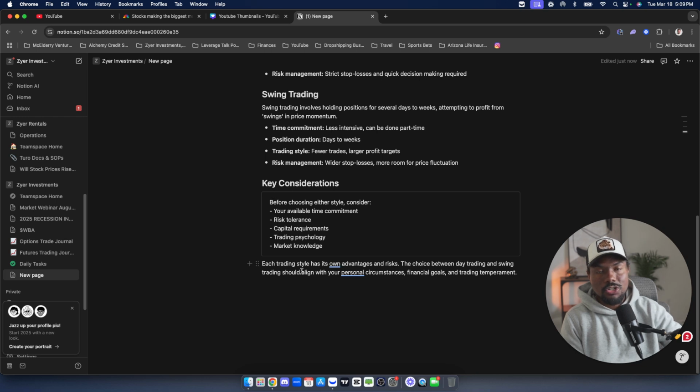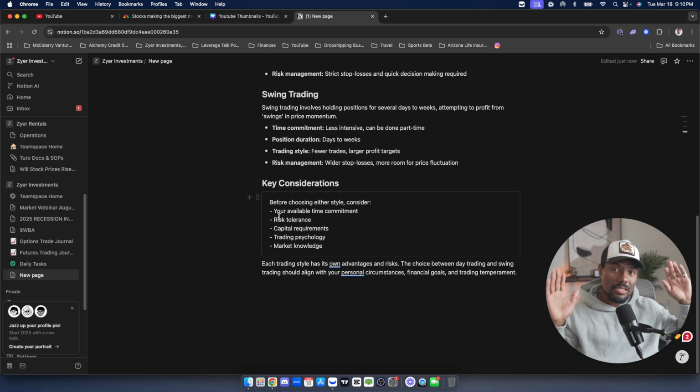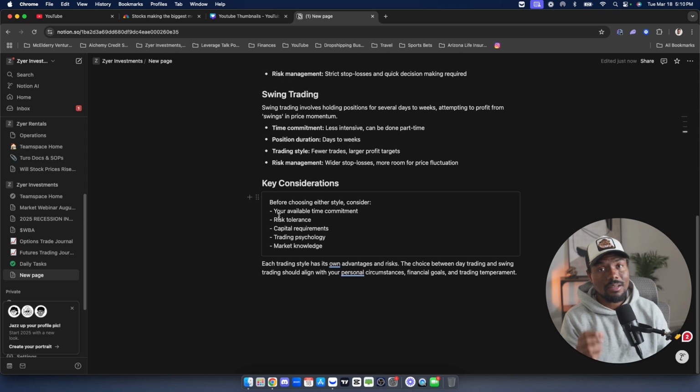Key considerations, and then I'll go to the charts. Before choosing either style, consider your available time commitment, right? I just told you day trading, you can have a job, you can have other things going on. You just have to be a little bit more intentional about your time in the market. You can't be lackadaisical. You have to have a trade plan. You have to know what's going on, but you can yield a decent amount of profit in that particular day or that time span, right?